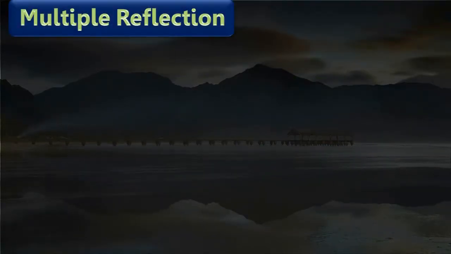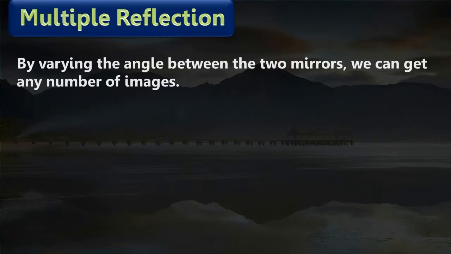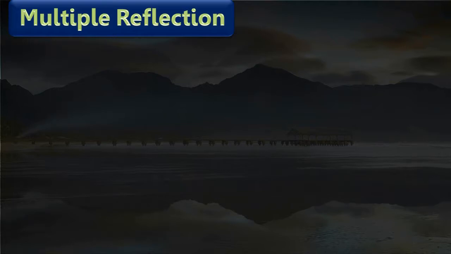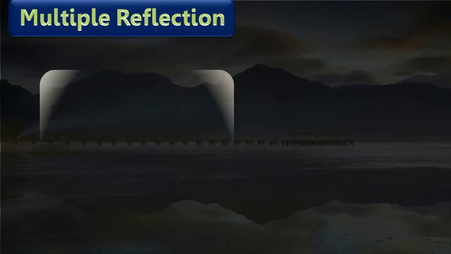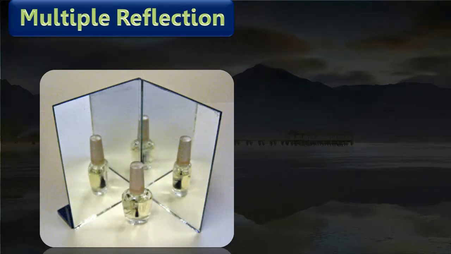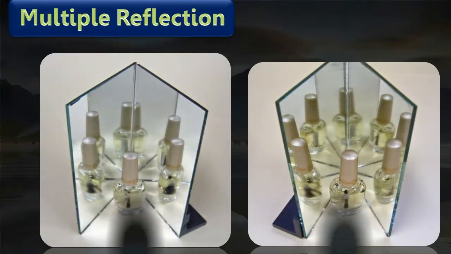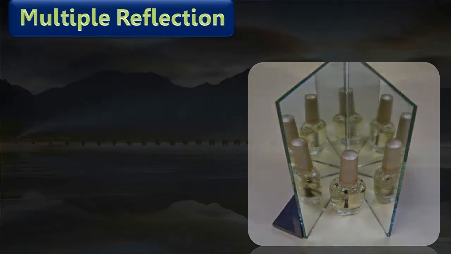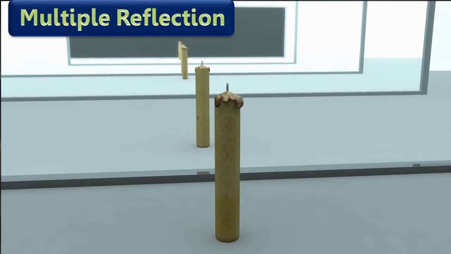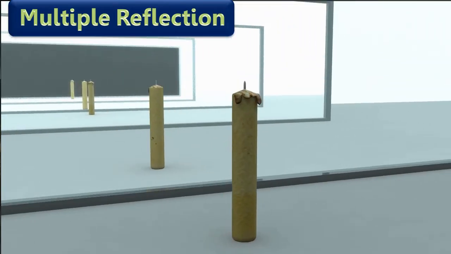Multiple reflection. By varying the angles between the two mirrors, we can get any number of images. Let us see how a combination of plane mirrors work. For example, if we keep two plane mirrors at an angle of 90 degrees to each other, we will get 3 images. As we decrease the angles between the mirrors, the number of images will increase. Then, when the two mirrors are parallel to each other, we get an infinite number of images.